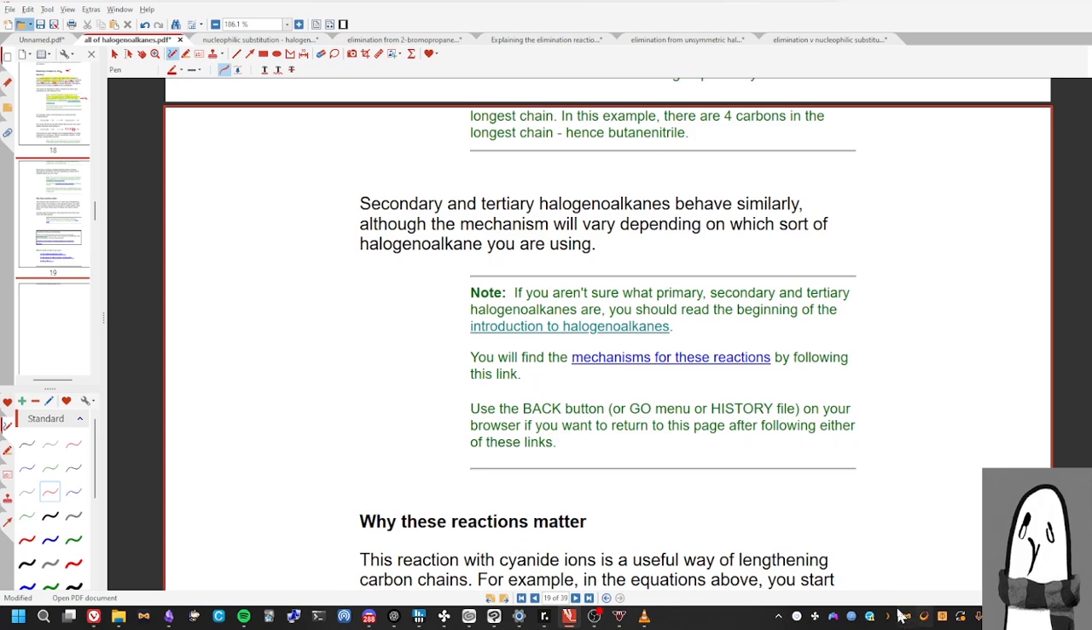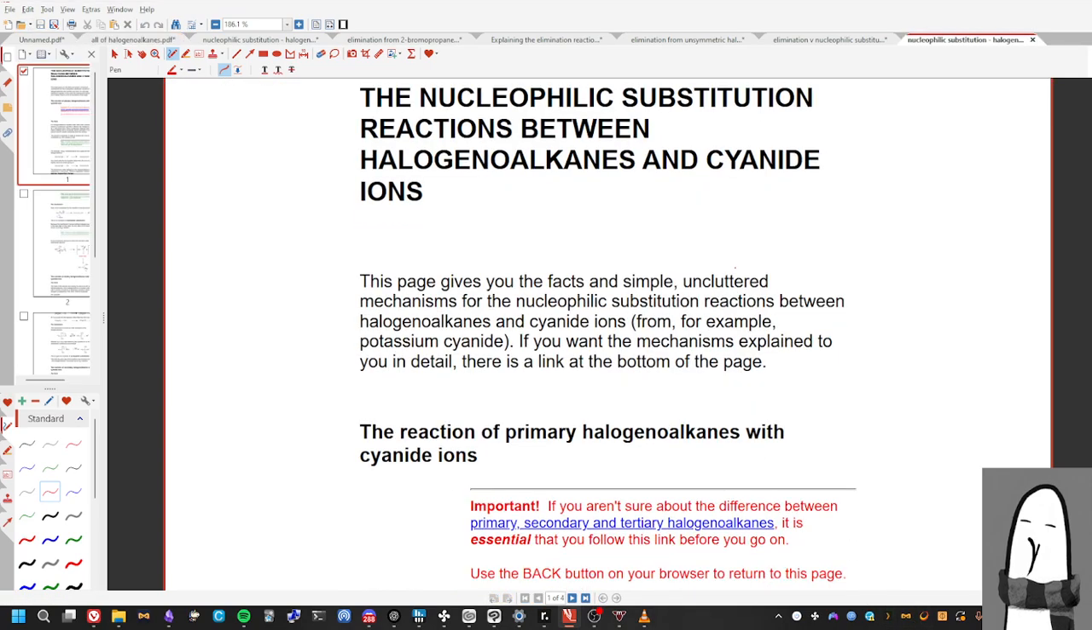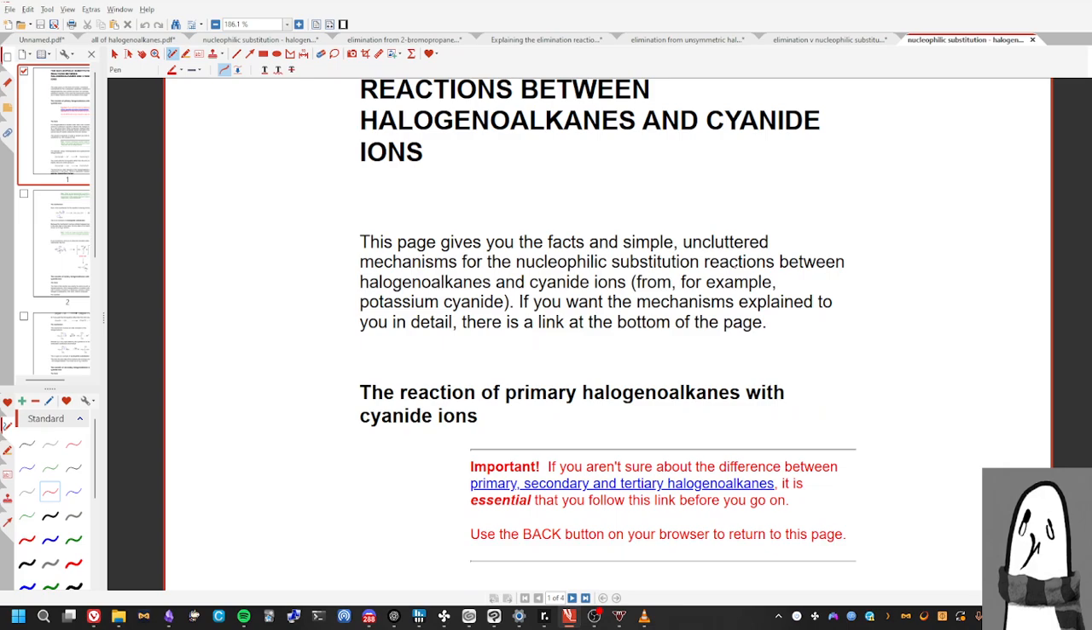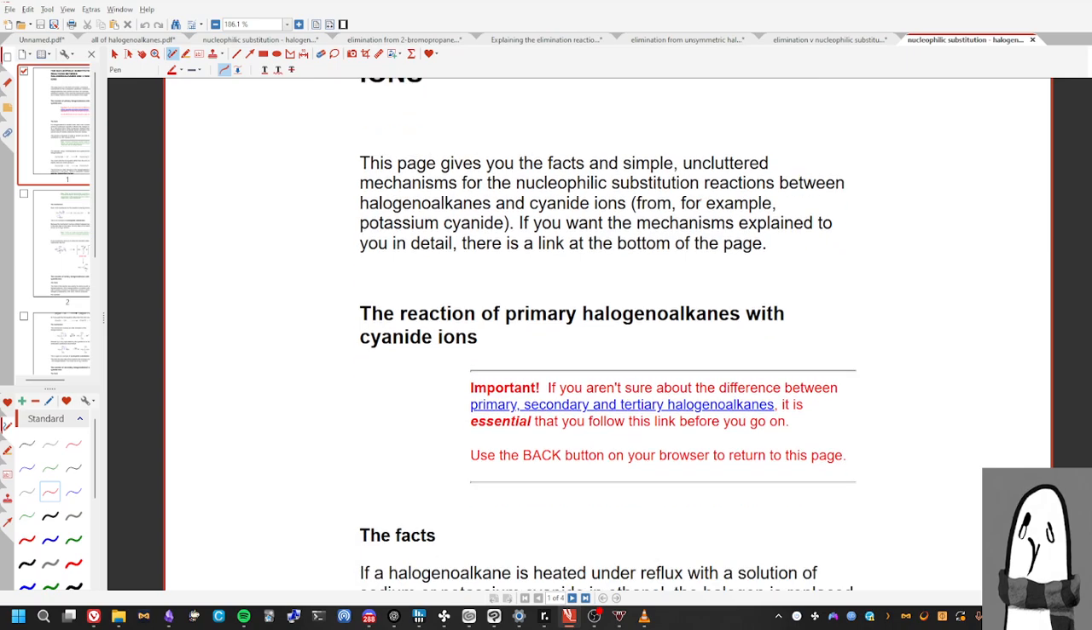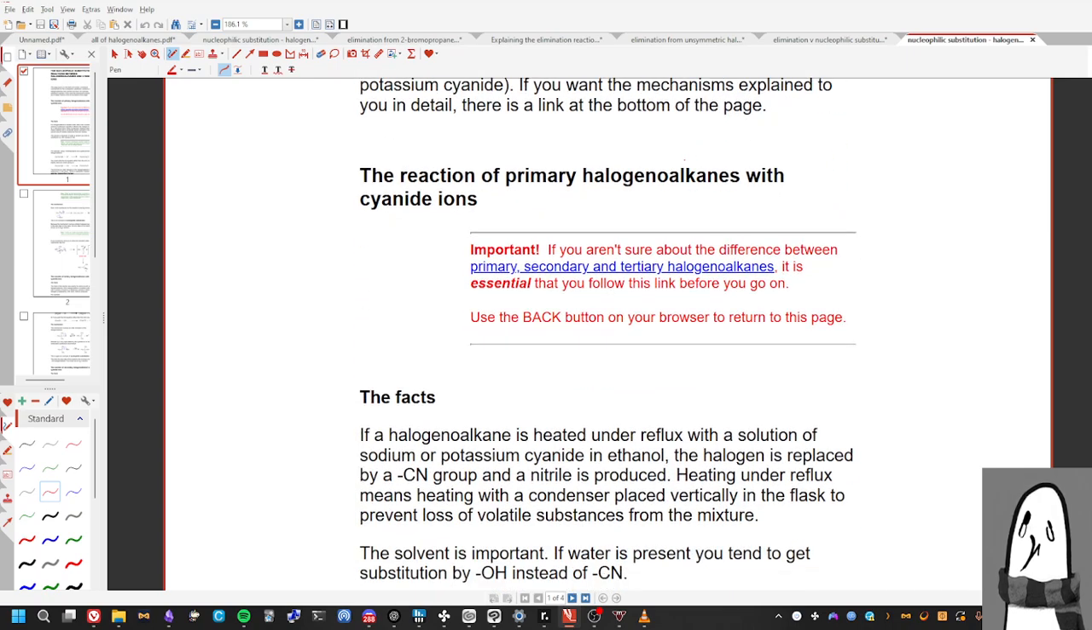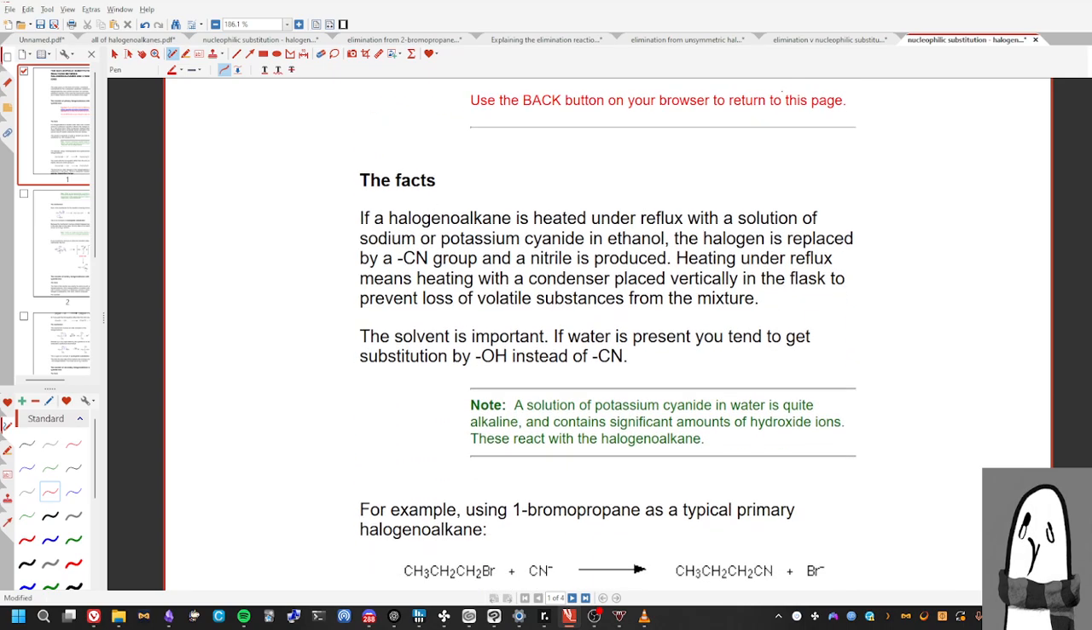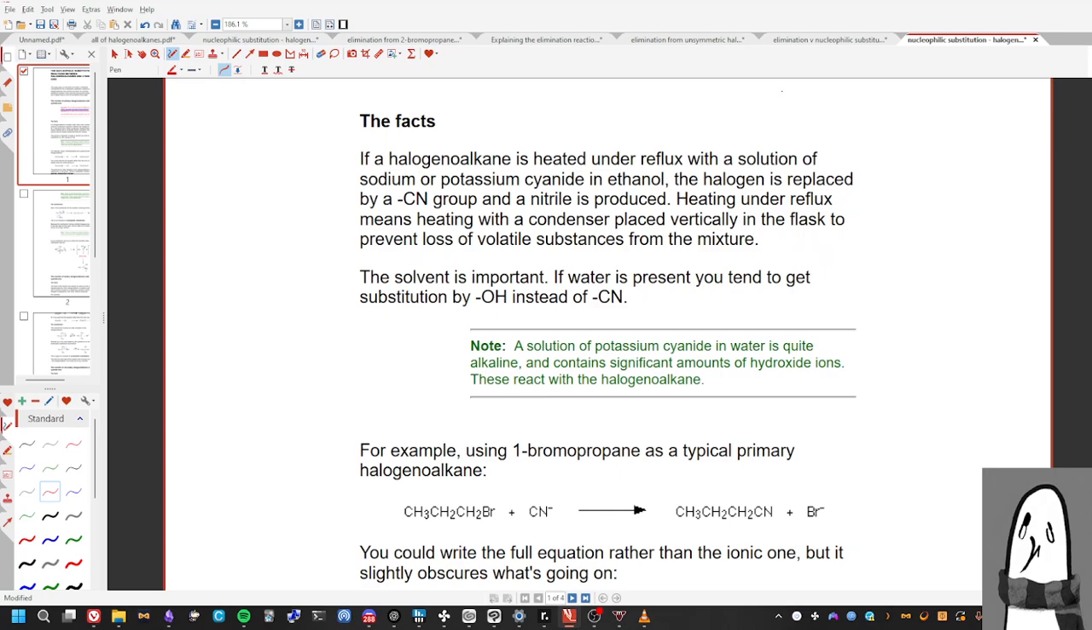Okay, I think this is it. So, simple facts uncovered: nucleophilic substitution between halogen alkanes and cyanide ions. Reaction between primary halogen alkanes: under reflux, in ethanol, the halogen is replaced by the CN group and a nitrile is produced. I'm going to highlight it every time.